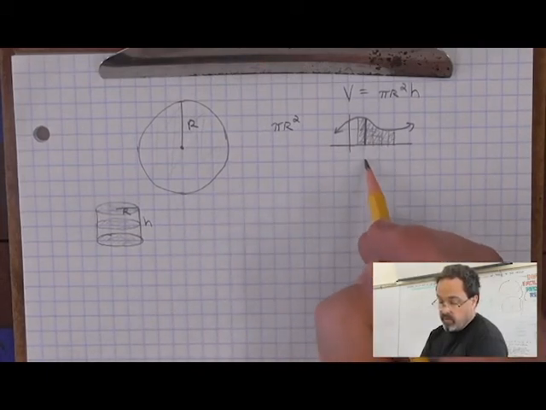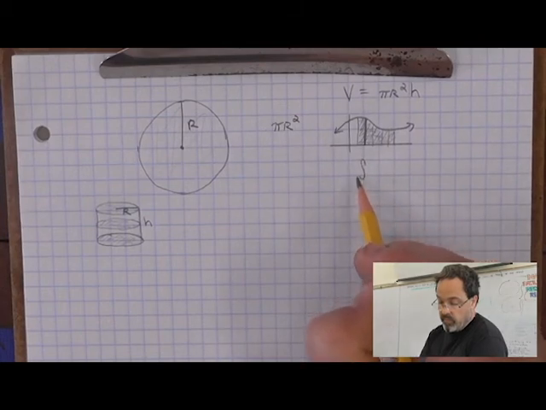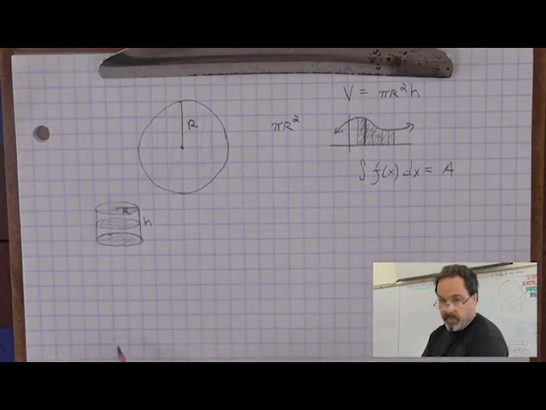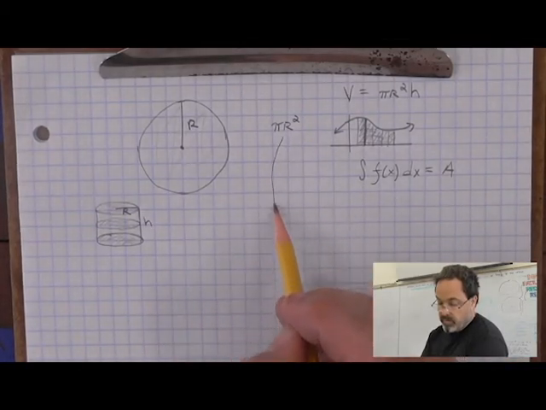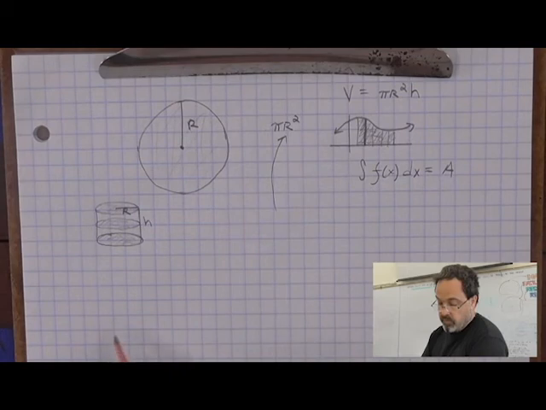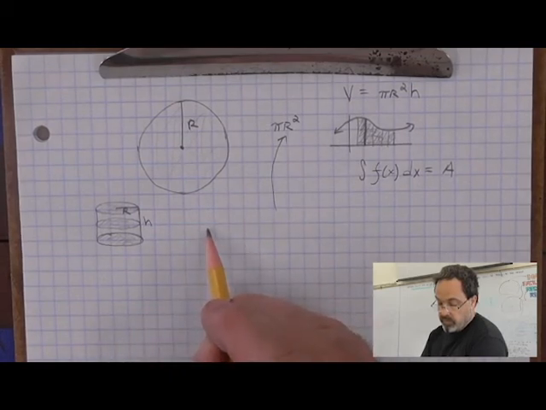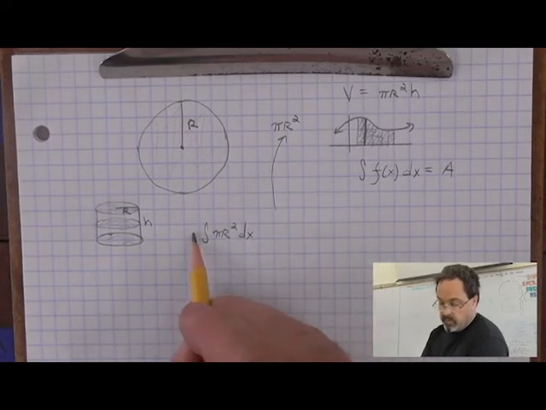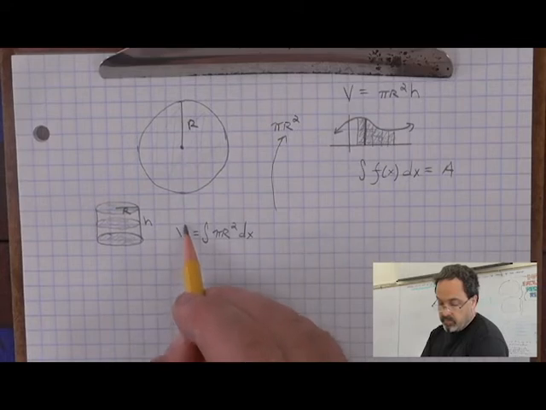So just like area under the curve, when we integrated function values, we got an area. What are we going to do with this to produce a volume? We're going to integrate the areas of these circles to get a volume.